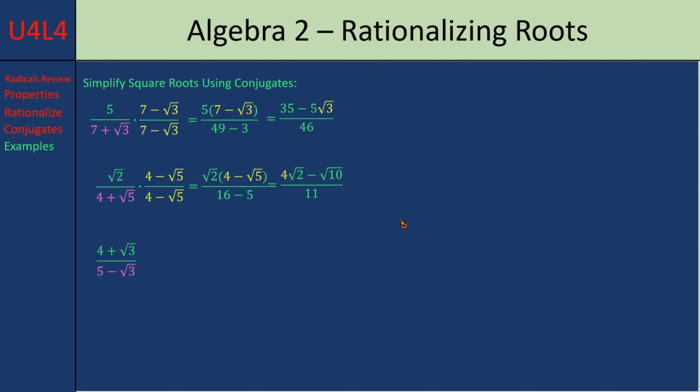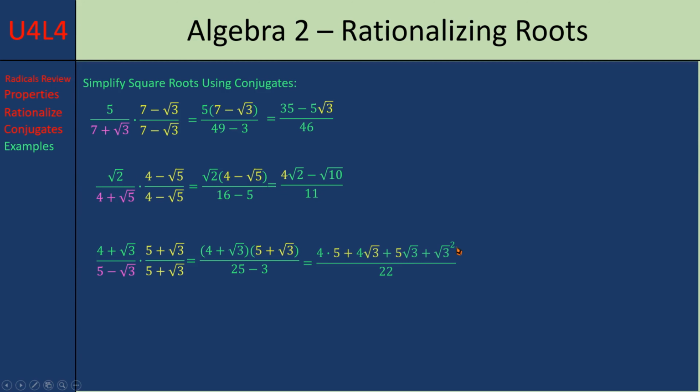Last one. Here, 5 minus radical 3. See, don't worry about the top. Just worry about the bottom. Do the conjugate at the bottom. I have 5 plus radical 3. So times 5 plus radical 3 at bottom and top. See, this one you have to FOIL the top out. See, but the bottom is nice. Square of the first is 25. Square of the second is 3. 25 minus 3, I have 22 at the bottom. So when you FOIL this out, you have 4 times 5 plus 4 times radical 3 plus 5 times radical 3 plus radical 3 times radical 3 is radical 3 squared. And the bottom is 22.